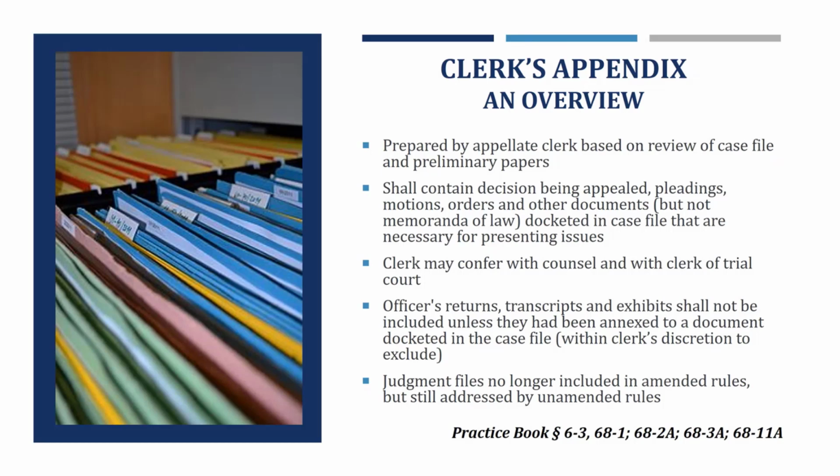And then we're going to base what we do on the preliminary statement of issues, the appeal form. So it's most helpful if you provide us with really good information. Some of the main things that it should contain are the decision being appealed, the pleadings, motions, orders, and other documents that are relevant to the case. But we're not going to include memoranda of law. That's pretty clear in the rules, and it's important that you recognize that we won't be including those.